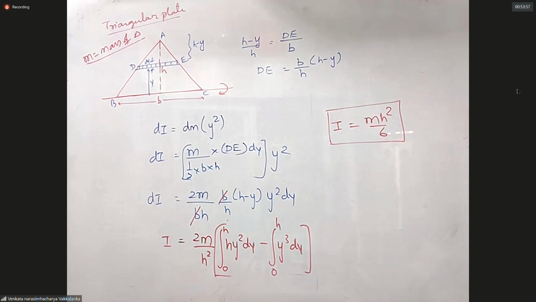Sir, I had thought of the half section of a square, so would that work? For a square, it is ma square by 6, so this is mh square by 6. a is the side of the square. Here, h is the height of the triangle. There is no comparison. Oh, sorry sir. Yes, so mh square by 6 here after integration.